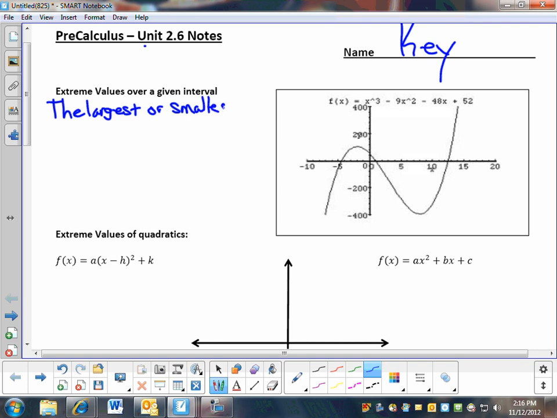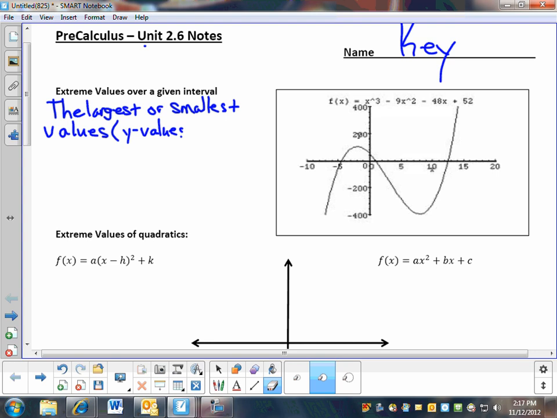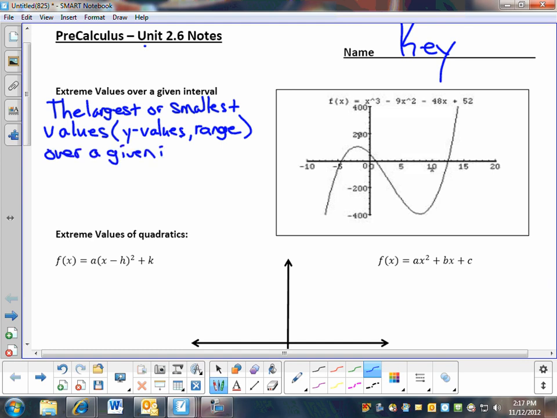All right. Today we start out by talking about extreme values. And extreme values would be the largest or smallest values. And when I'm saying the largest or smallest values, I'm talking about the y values. So not the domain, but the range values over a given interval.